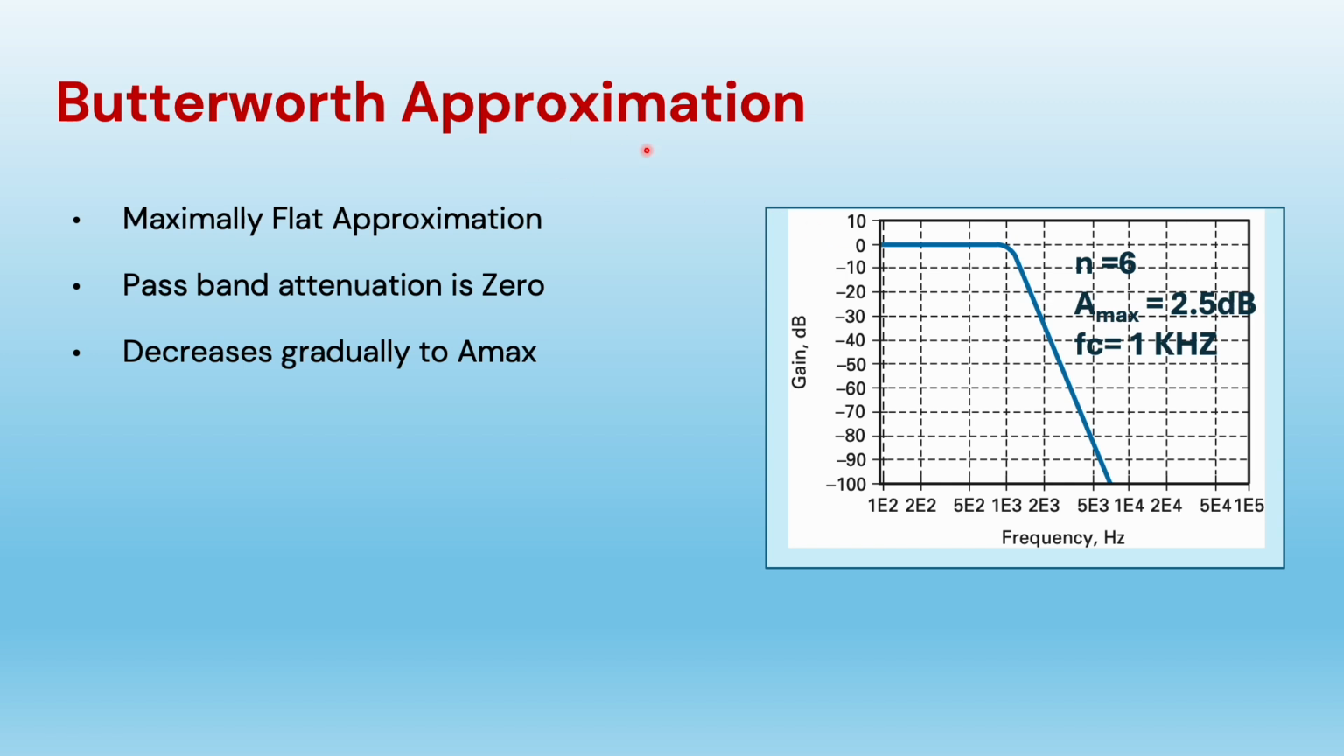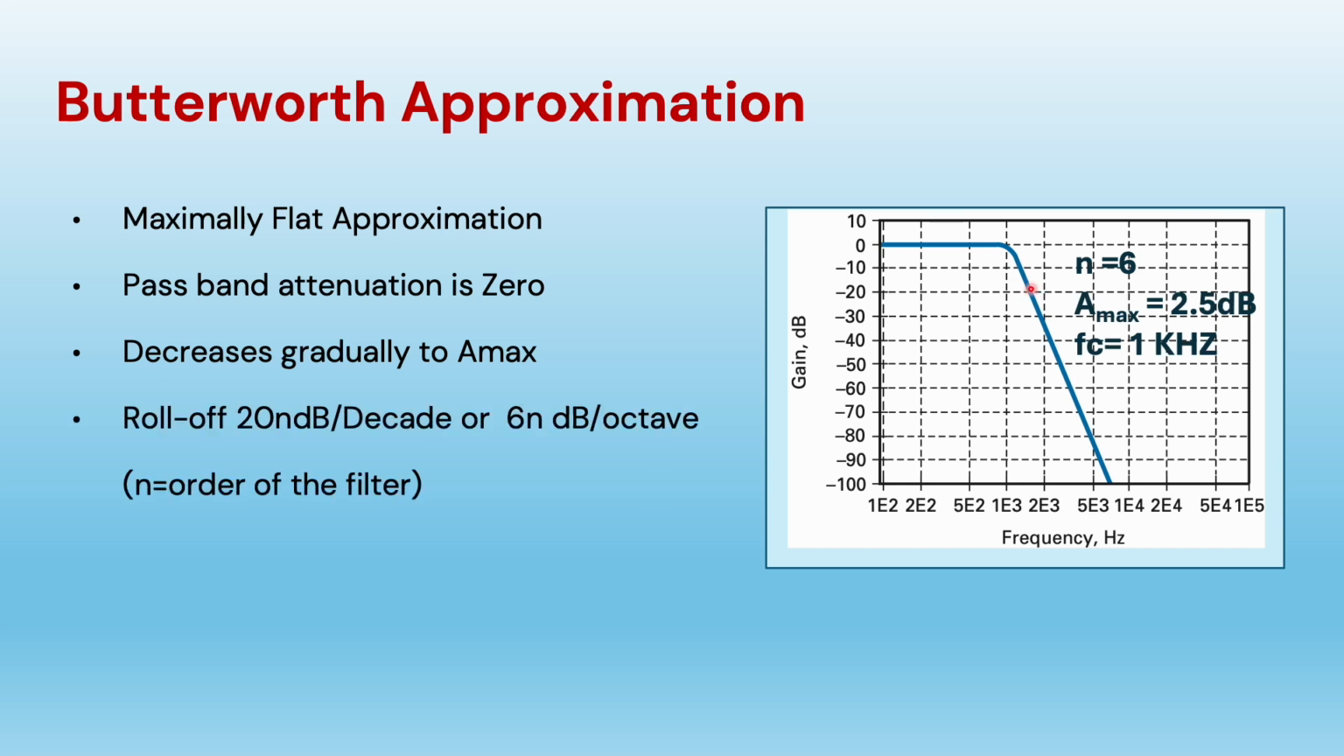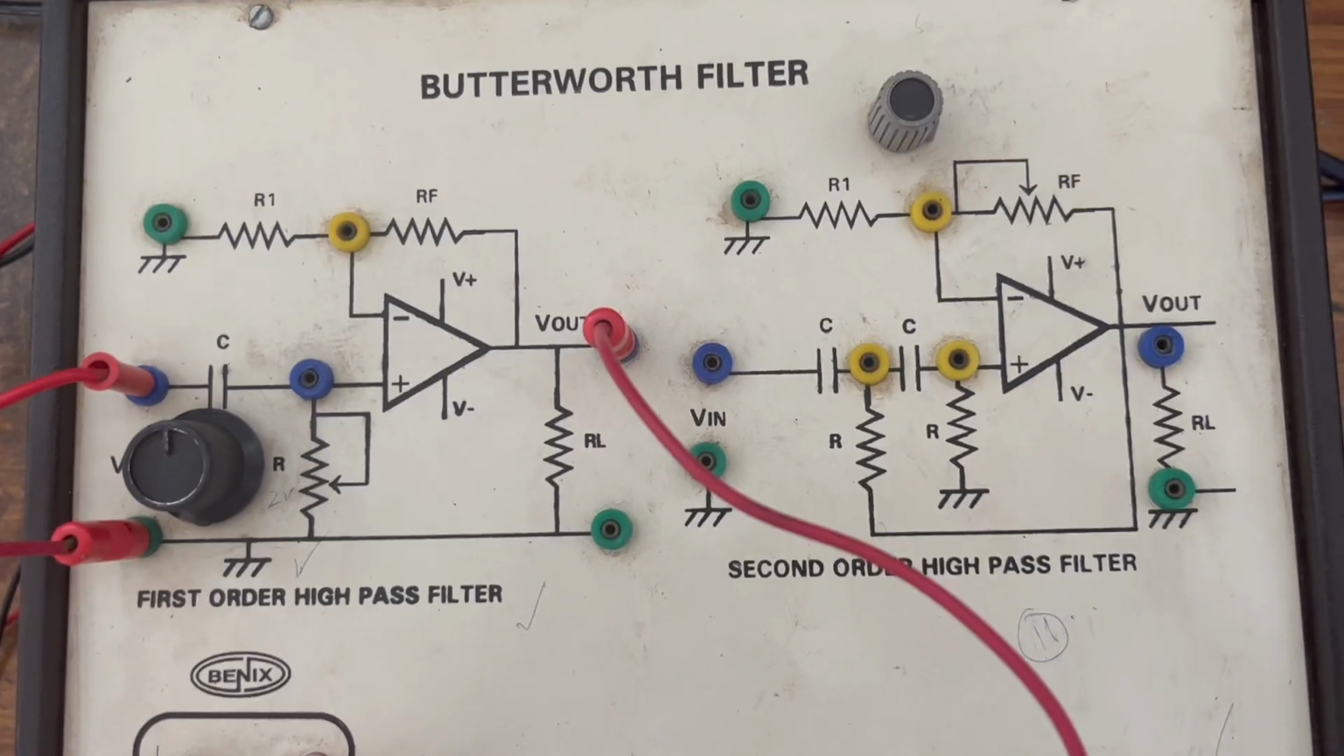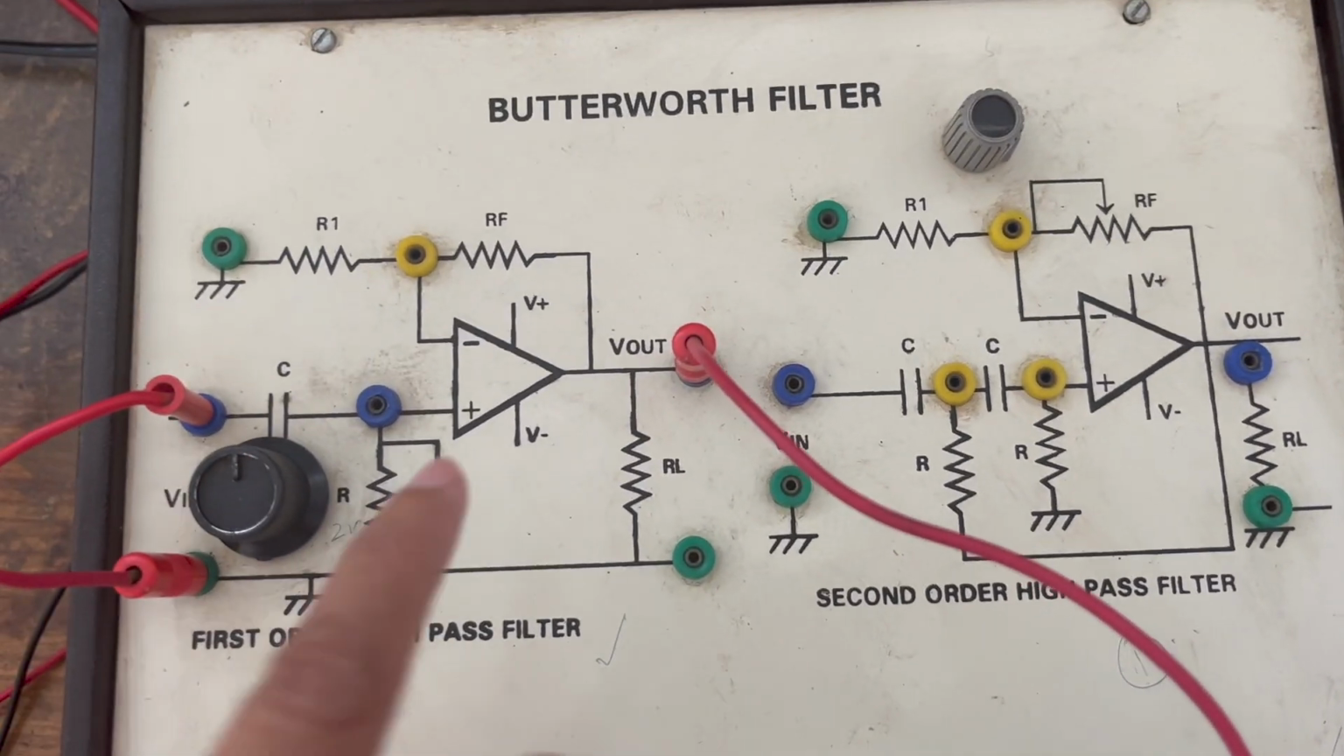So in Butterworth filter, pass band attenuation is 0 and it decreases gradually to A max value, and the roll off is 20 N dB per decade or 6 N dB per octave. Here 20 N dB is written, N stands for the order of the filter. The advantage of Butterworth is its flatness in the pass band, but the disadvantage is that roll off is slow. So let's do this experiment. This is Butterworth first order high pass filter.